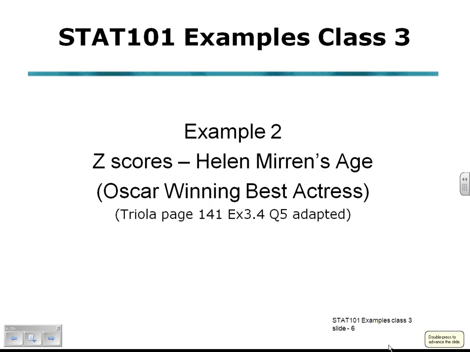Example 2 on Stat 101 Examples Class 3 is using Z-scores with the example of Helen Mirren's age, the Oscar-winning Best Actress. Z-score formula, you remember from the Stat 101 formula sheet: Z equals X minus X bar, divided by S, where X bar is our sample mean and S is our sample standard deviation.